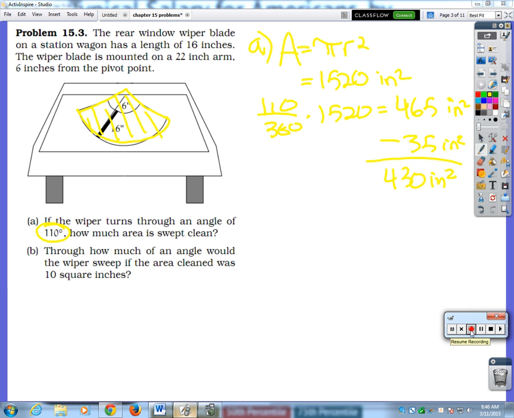So then to do part B, you do the opposite. We want 10 square inches, and we want to figure out the angle, right? So we have to go the angle divided by 360 times what? We're done with A.